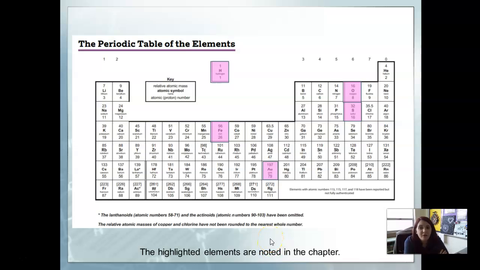This is an example of our periodic table. Now, the highlighted elements are the ones that we've noted in the chapter. So we have hydrogen, iron, gold, oxygen, and sulfur. This is where they would be found. So the H, the Fe, all of those are the element identification, the short version of the name. The numbers that you see, those are their atomic numbers. And obviously the bottom part is the name that it is.